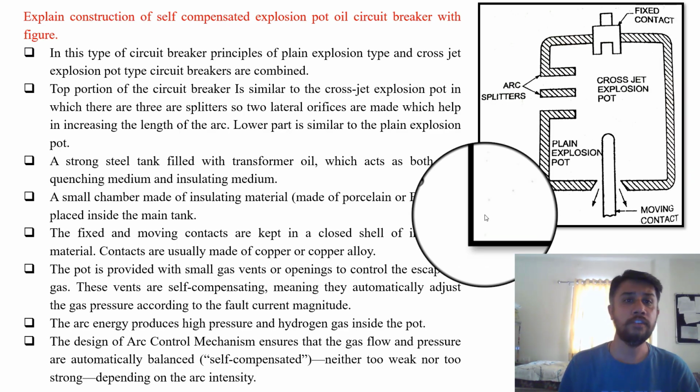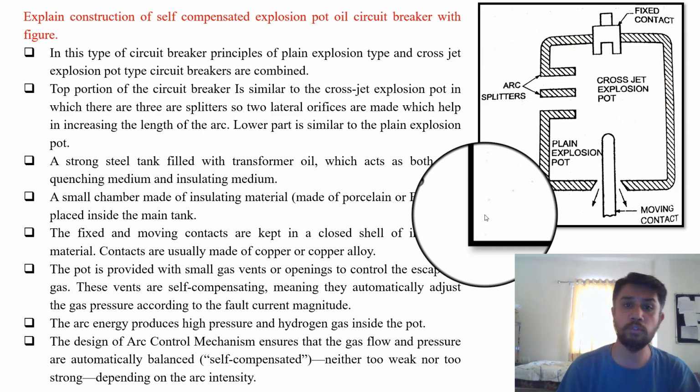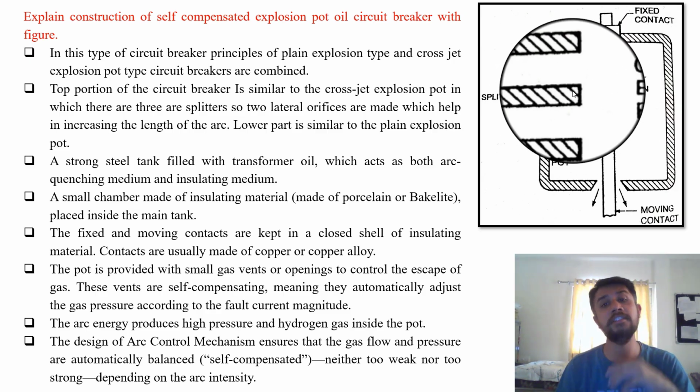Explain construction of self-compensated explosion pot oil circuit breaker with the figure. So, in this type of circuit breaker, the principles of plain explosion pot type and cross-jet explosion pot type are combined together. The top portion of the circuit breaker is similar to the cross-jet explosion pot, in which there are 3 arc splitters. So, 2 lateral orifices are made with the help of these 3 arc splitters, which increases the length of the arc and cools it properly.